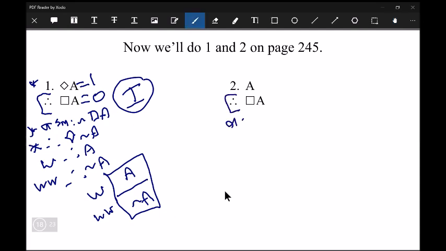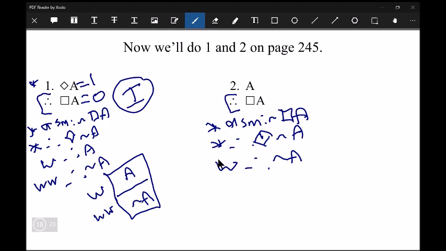So you assume the opposite. Not necessary A. Reverse squiggle. Possible not A. That's a diamond. And then you drop the diamond into a new world: not A. What can you do with A here in the actual world? Nothing. It just sits there. Do you have a contradiction? No. A is true, but might have been false.